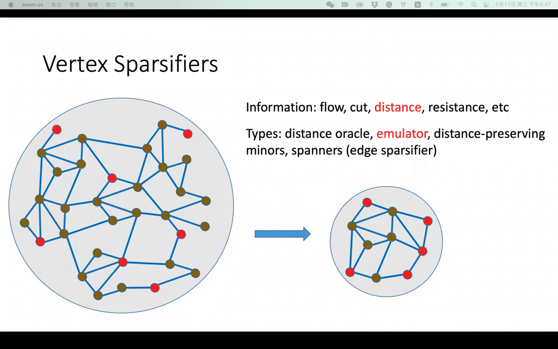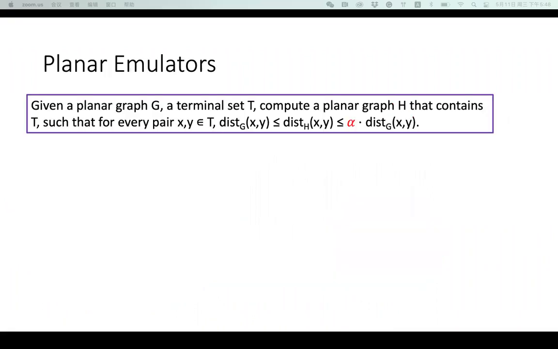So for emulators, usually there are also some additional requirements for the output graph. Since if there are no additional requirements, then we can simply output the clique on terminals with the edge weights given by their pairwise distance in the original graph and be done with it. So a natural requirement is that the output graph has to have a similar structure as the input graph. For example, we may require that the output graph is a minor of the input graph, and this is called distance preserving minors. So in this talk, we focus on constructing emulators for planar graphs.